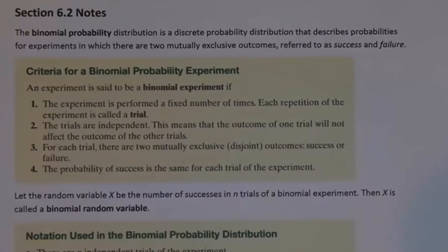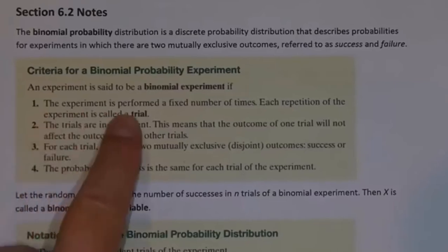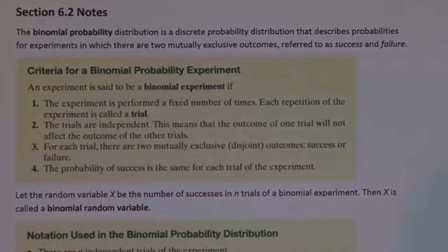Now, the basketball player shot 3 times. They were taking 3 shots. So that was a fixed number of repetitions of the experiment. The experiment was performed 3 times, 3 shots. So when we have a binomial, there's going to be a fixed number of attempts, and each attempt is called a trial. So there's going to be a fixed number of trials. And again, it has to be a fixed number.